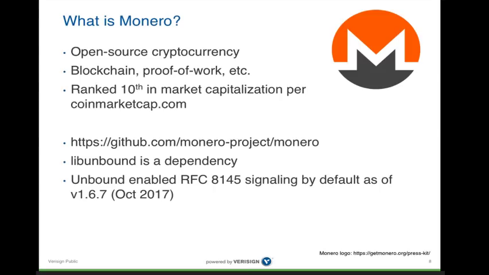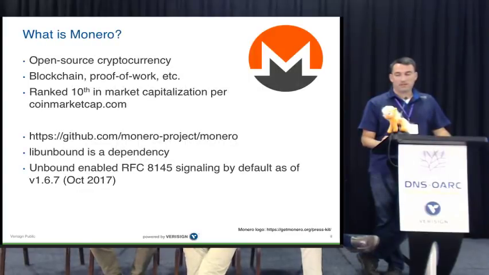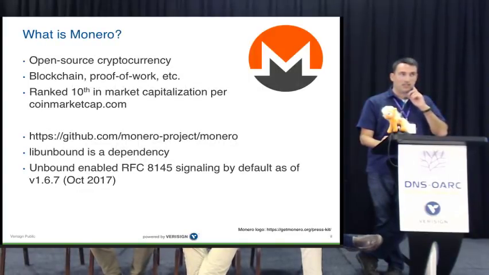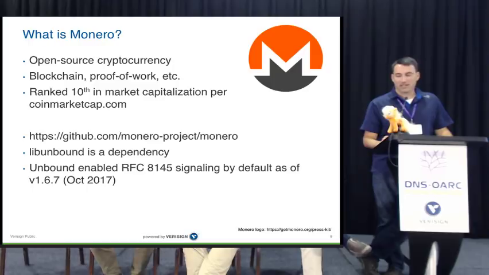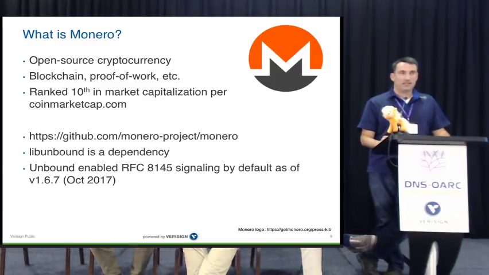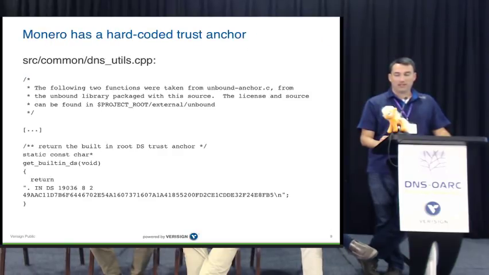So there's a cryptocurrency, a very well-known one called Monero. It's the 10th largest in terms of market capitalization cryptocurrency out there. It is an open source project. libunbound is a dependency of the project. And they do signal via 8145 trust anchor data. It turns out that Monero was, in fact, using only the old trust anchor.